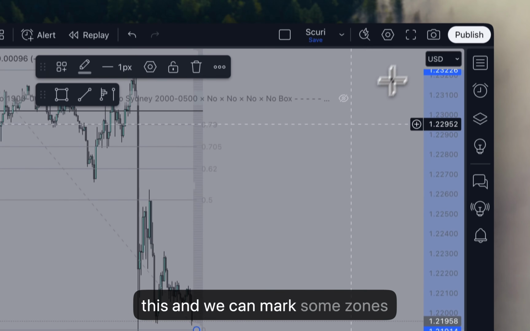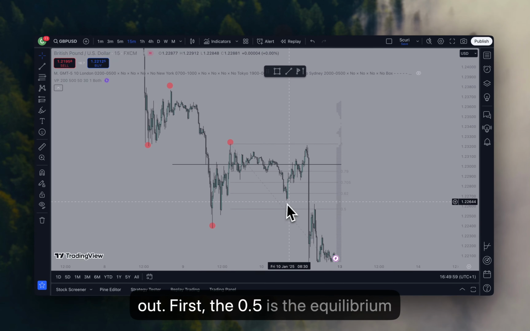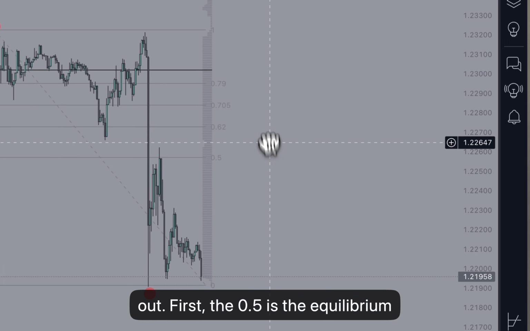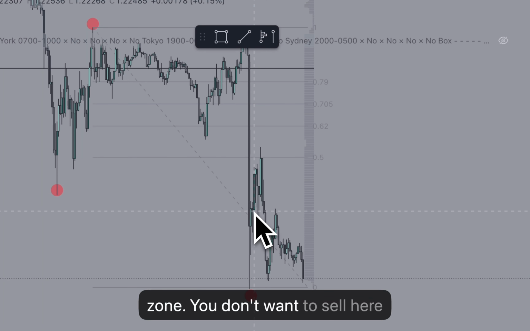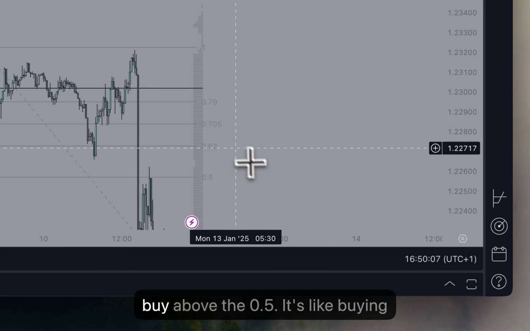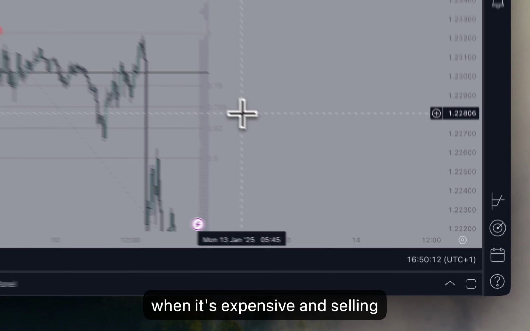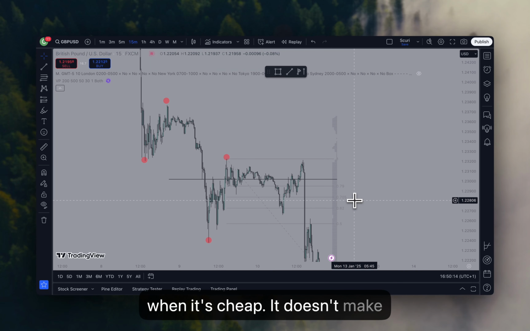and we can mark some zones out. First, the 0.5 is the equilibrium zone. You don't want to sell here below the 0.5. You don't want to buy above the 0.5. It's like buying when it's expensive and selling when it's cheap. It doesn't make sense at all.